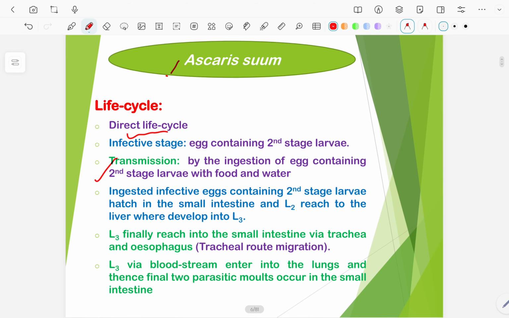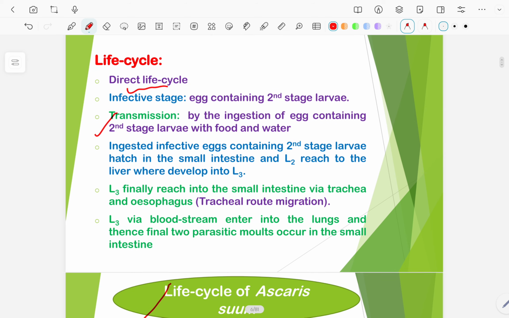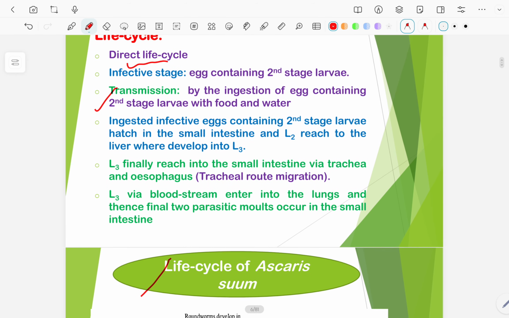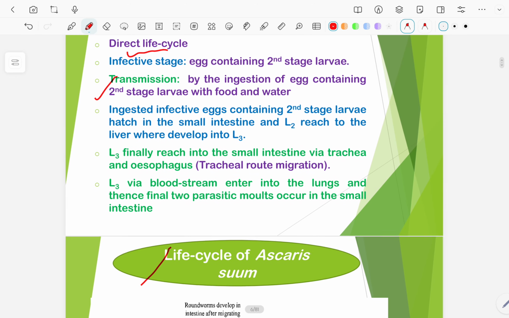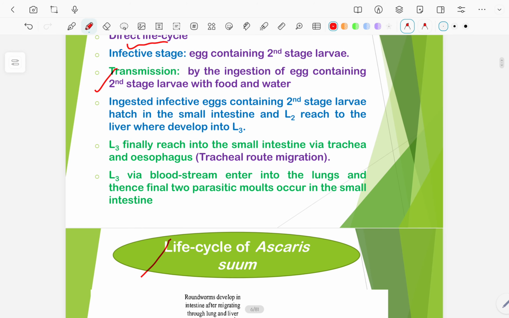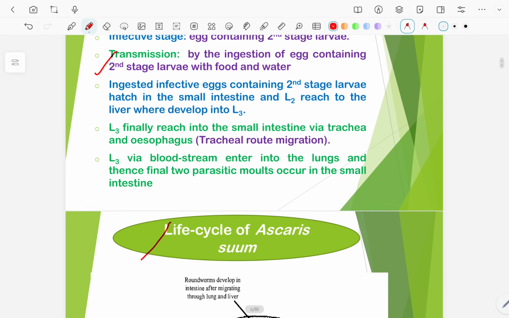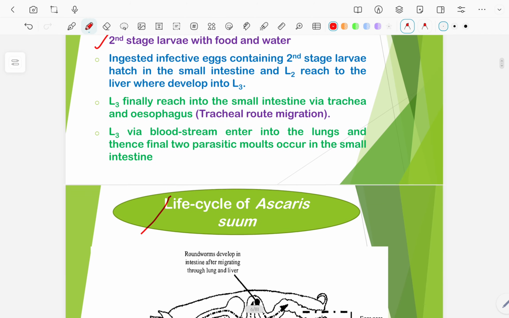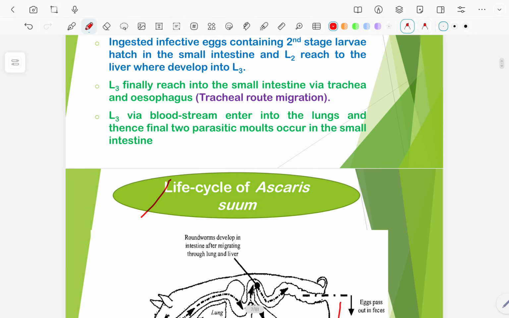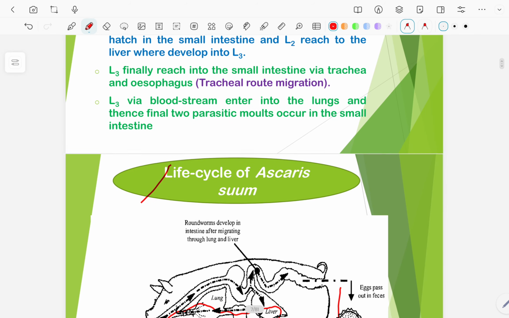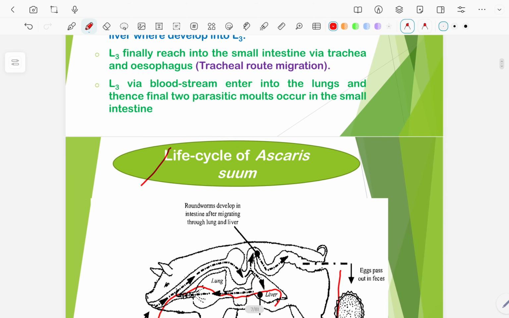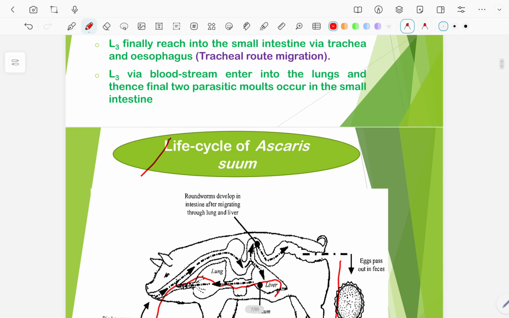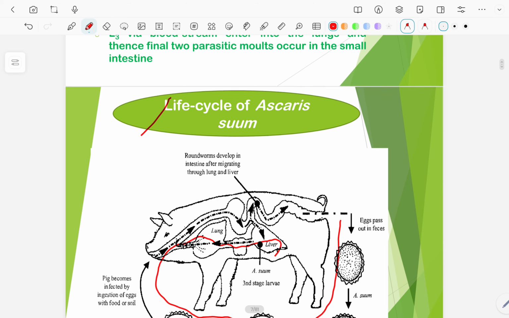Transmission is by ingestion of eggs containing second stage larvae with food and water. The ingested infective egg hatches in the small intestine, and L2 reach the liver where they develop into L3. L3 finally reach the small intestine via the trachea and esophagus. Tracheal route migration: L3 travel via the bloodstream into the lungs, and the final two parasite molts occur in the small intestine. Life cycle of Ascaris suum.